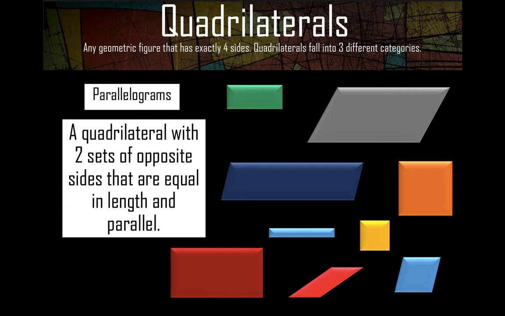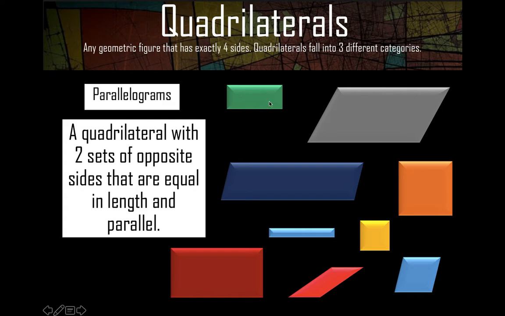But we can categorize quadrilaterals into three different categories. The first one we're going to talk about is parallelograms. A parallelogram is a quadrilateral with two sets of opposite sides that are equal in length and are parallel.